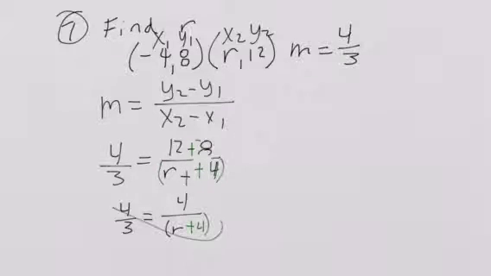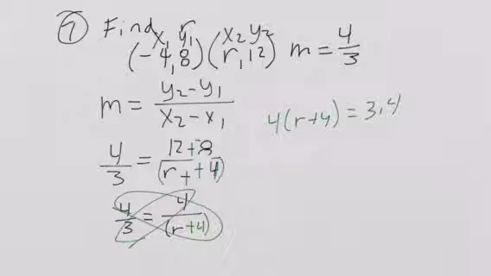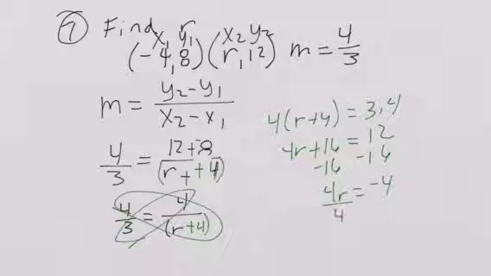Now we're going to go ahead and rainbow and rainbow. So we're going to have 4 times R plus 4 is equal to 3 times 4. So 4R plus 16 is equal to 12. Pair out the 16. 4R is equal to negative 4, divide by 4, R is equal to negative 1. So the ordered pair is negative 1, 12.